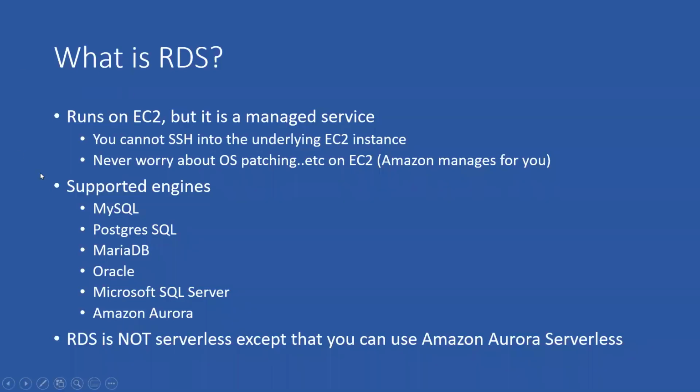And what are the database engines that it supports? It supports MySQL, Postgres, MariaDB, Oracle, Microsoft SQL Server, and Amazon's own database called Amazon Aurora. Amazon Aurora internally has two flavors: a MySQL-compliant Aurora and a PostgreSQL-compliant Aurora. We'll talk about it in a few minutes. But these are the 6 engines that it supports.